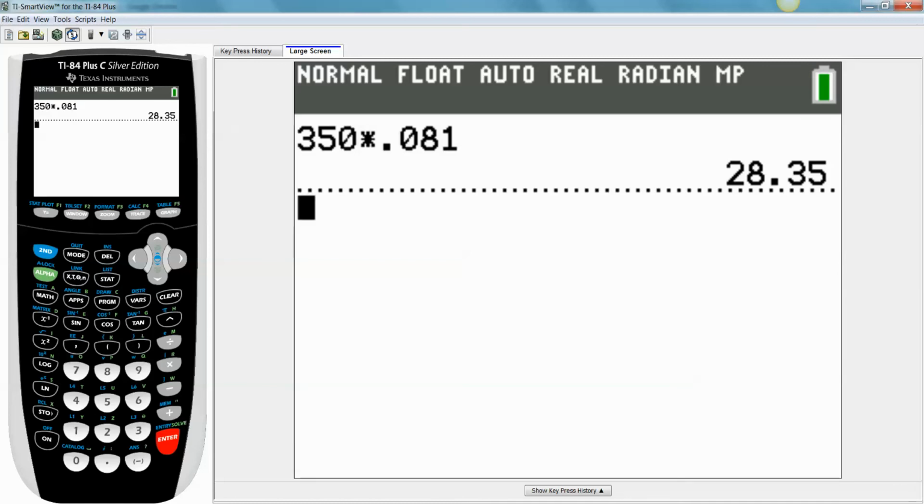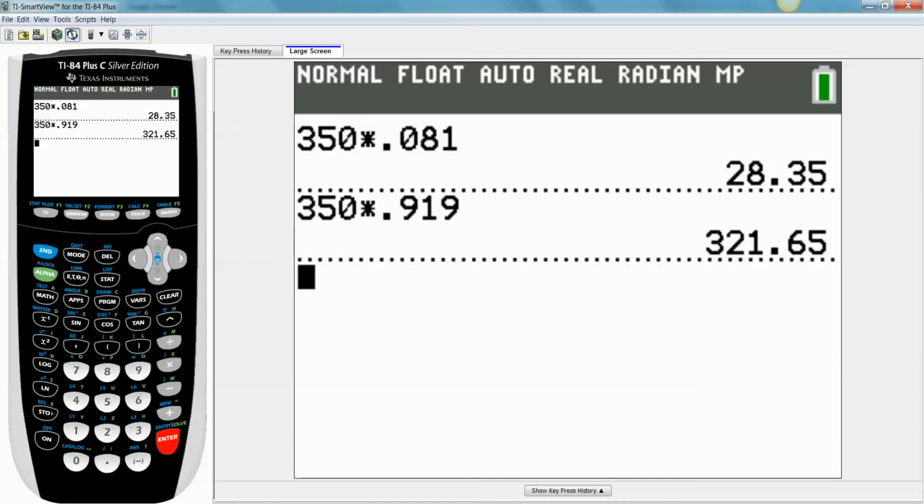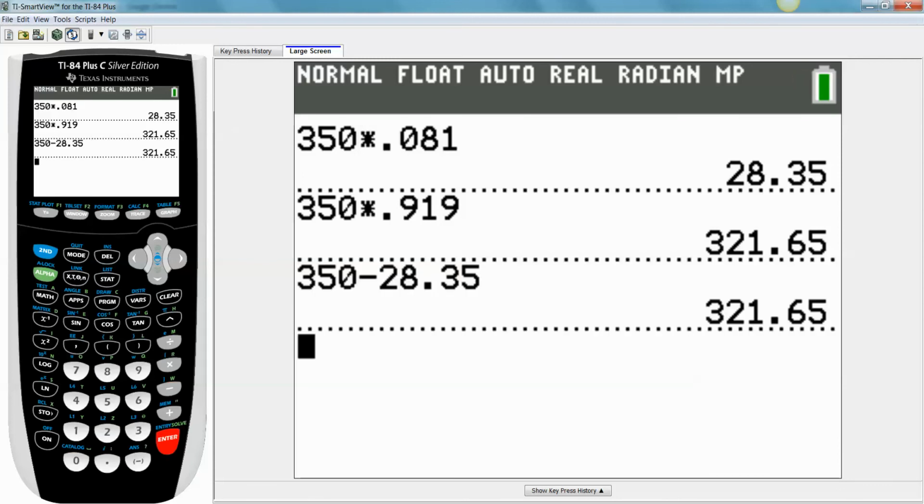And then you have the non-low birth weight babies, which would be 350 minus that, right? Or if you like, 350 times 0.919, the complement. So if 8.1% of them are low birth weight, then 91.9% of them are not. Notice these two numbers add up to 350. So you could also have found this by taking 350 and taking away 28.35. That would also work. All right, so there's your expected values.